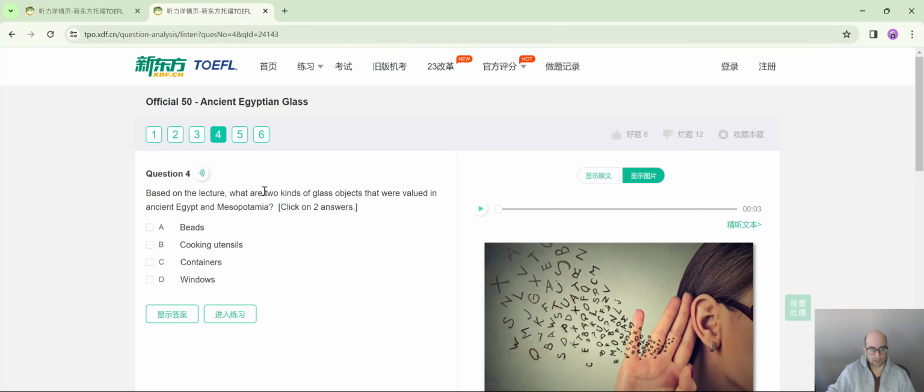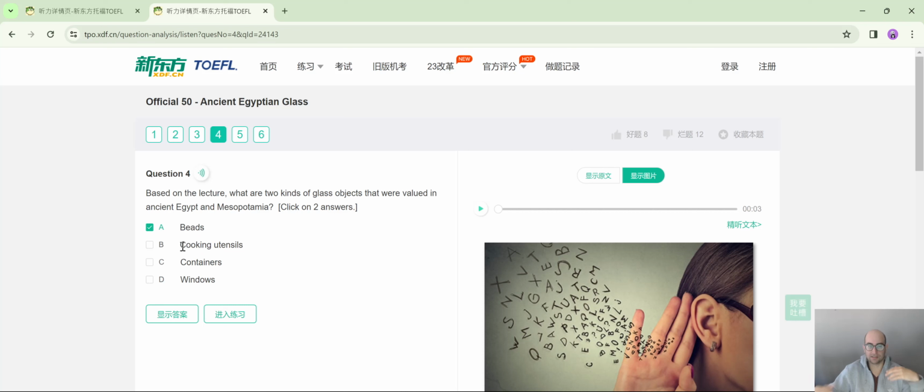So what are two kinds of glass objects that were valued in ancient Egypt, Mesopotamia? Beads was easy. The only way you could get this one wrong is if you didn't write it in your notes at all, to be honest. Choice B, cooking utensils? No. They didn't refer to anything like spoons and forks and knives or anything like that. They did mention some details about cooking, but it has nothing to do with this answer choice here.